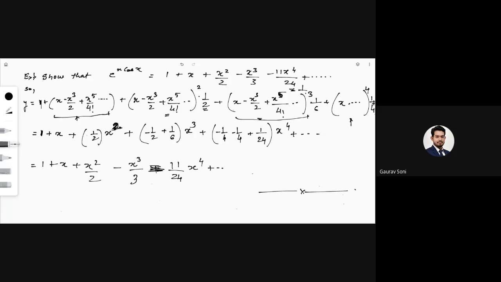Look, simplifying a series is quite difficult, unless it is a subjective paper. You won't have to deal with this difficult stuff then. But if it is online, you must at least be able to take square or cube, and collect the coefficients of x cube and so on. Because the question can be, in the Maclaurin series expansion of e raised to x cos x, what is the coefficient of x cube? So you should be able to do that.